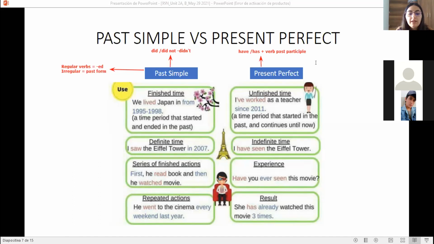Then we have the next difference between these two tenses. Past simple, we're going to use it just in a specific time in the past.